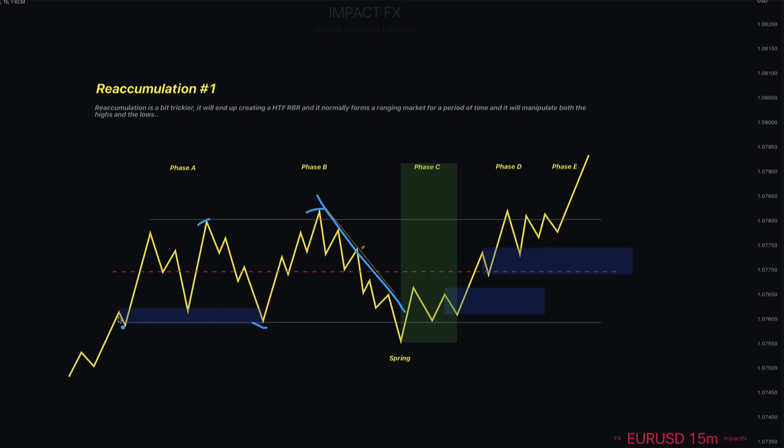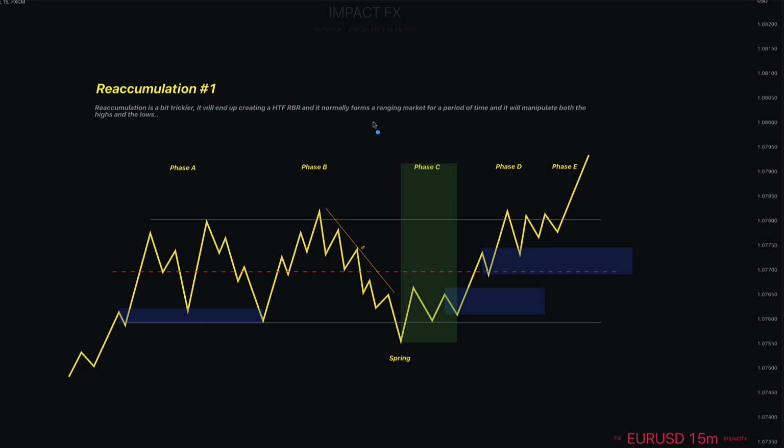Now, what we can understand about this is on a bigger reaccumulation, you can actually get into a sell side trade here. And these, in certain circumstances, can actually be really big moves. If this was a reaccumulation off the 1 hour, this would be a really big move down. And then you might then see a new accumulation form.